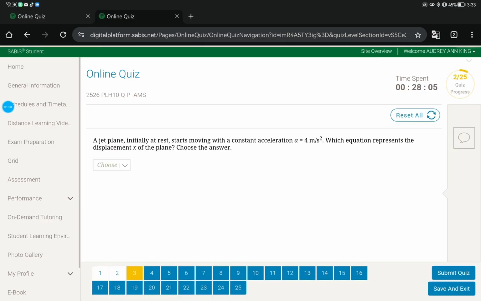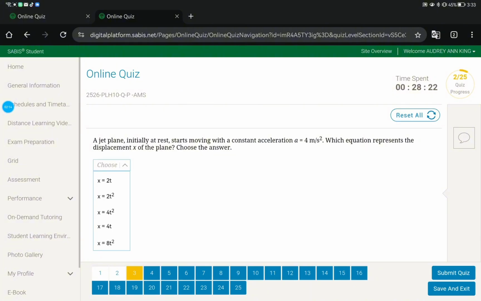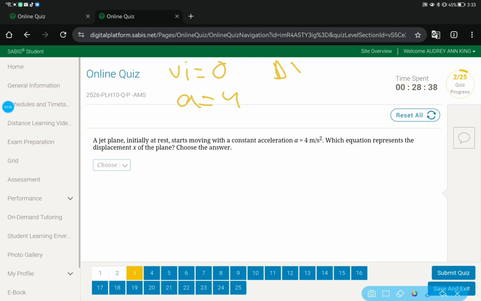A jet plane initially at rest starts moving with the constant acceleration of 4 meters per second squared. Which equation best represents the displacement of the plane? So look at the options here. We can see we have time in the options, so that's why we're going to use our formula accordingly. Let's write down our given. We have the initial velocity, which is 0, and we have the acceleration, which is 4, and they want the displacement.